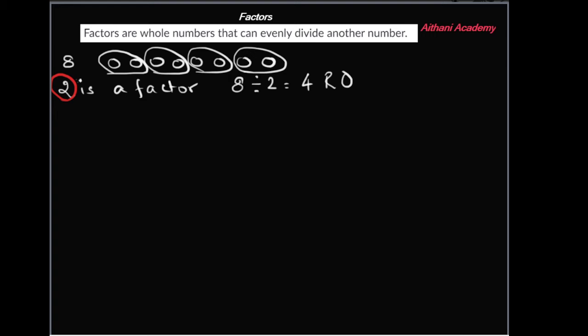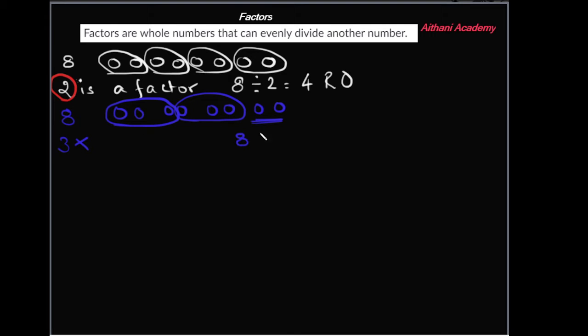Right? Let's keep on doing 8 with some other number. Can I see if I can divide into 3 each? No, I cannot. I cannot divide this evenly, right? I get 2 leftovers. So 3 is not a factor.